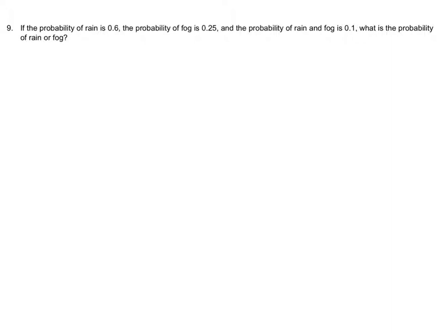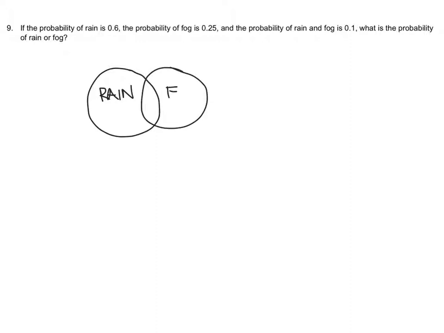In order to solve this problem, we're going to use the draw pictures principle. So we'll just draw pictures and then decide what formula to use based on the picture. My picture is going to be a Venn diagram. The first circle represents the probability of rain. The second circle represents the probability of fog. The intersection of the two circles represents the probability of rain and fog.